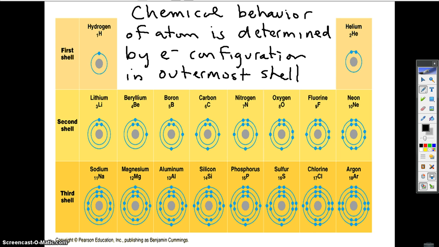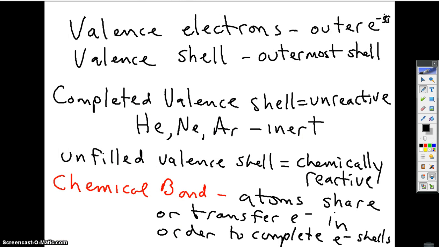So again, just a recap of what I had said before. So chemical behavior of an atom is determined by the electron configuration in the outermost shell. So if we look at the far left-hand side of the periodic table, hydrogen, lithium, sodium, they all have 1 valence electron. Same thing over on the far right, the noble gases, helium, neon, argon, they all have 8 valence electrons. So there is a pattern to the periodic table. Valence electrons are the outermost electrons. The valence shell is the outermost shell.